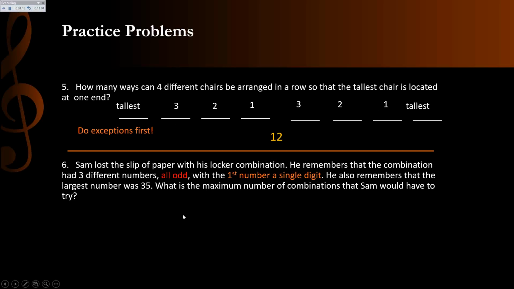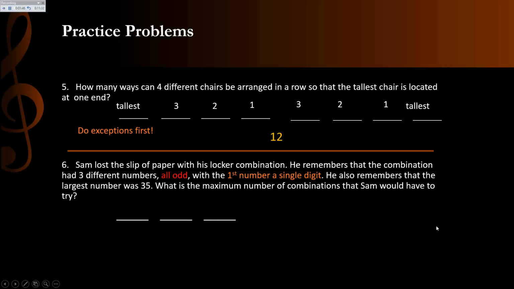Sam lost the slip of paper with his locker combination. He remembers that the combination had 3 numbers, all odd. Now I put this in red. When you see something like this, it's a good idea to circle it while you read it. And the first number is a single digit. Same thing right here. He also remembers that the largest number was 35. What is the maximum number of combinations that Sam would have to try?